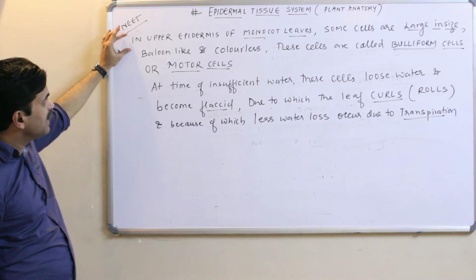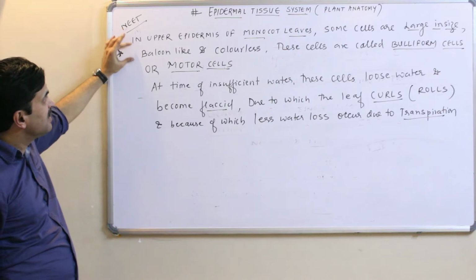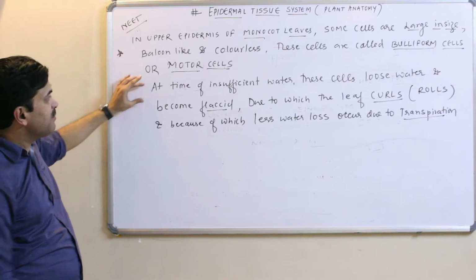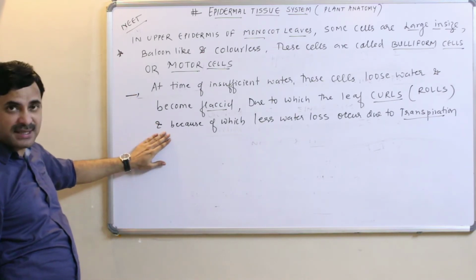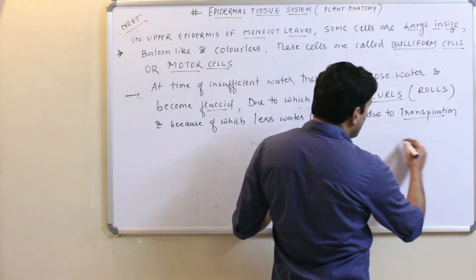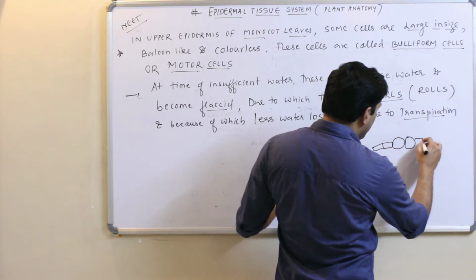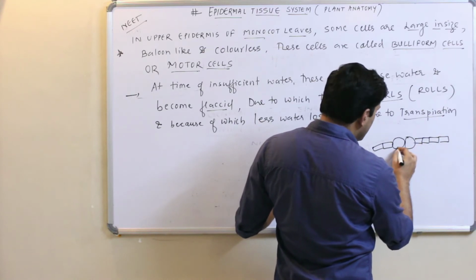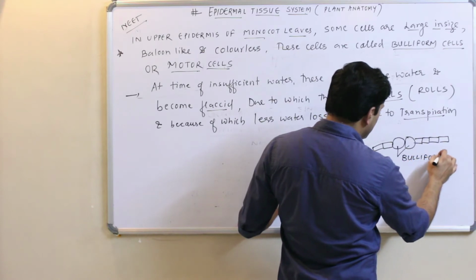So what I want to say is, in the upper epidermis of the monocot leaves, some cells are large in size, balloon-like and colorless. These cells are called Muliform cells or motor cells. What is their role? At the time of insufficient water, these cells lose water and become flaccid, due to which the leaf curls and because of which less water loss occurs due to transpiration. Say these are the epidermis cells. Some cells become big in size like this. And these cells which become big in size in the upper epidermis are called Muliform cells.